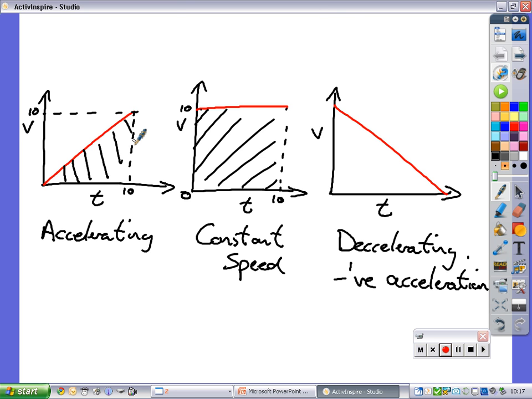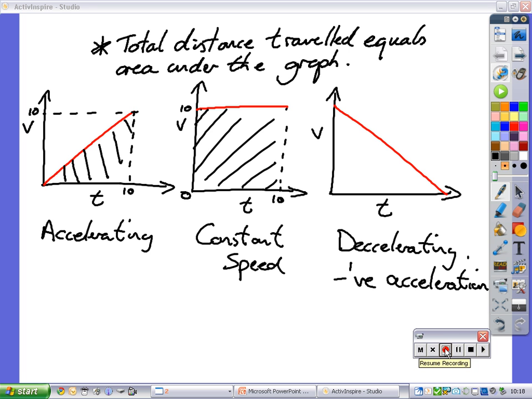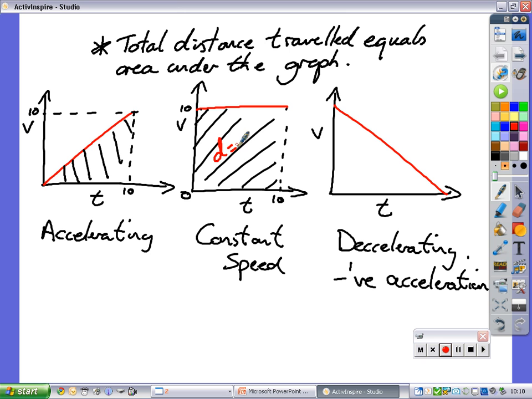Okay, so let's just get this in your jotter. So there's our 3 graphs, and we say total distance travelled equals the area under the graph, and I've shaded that bit in to show you what the distance travelled would be. So for this one, distance would equal 100, and this one, distance would equal 50. Okay, and we've worked them out.